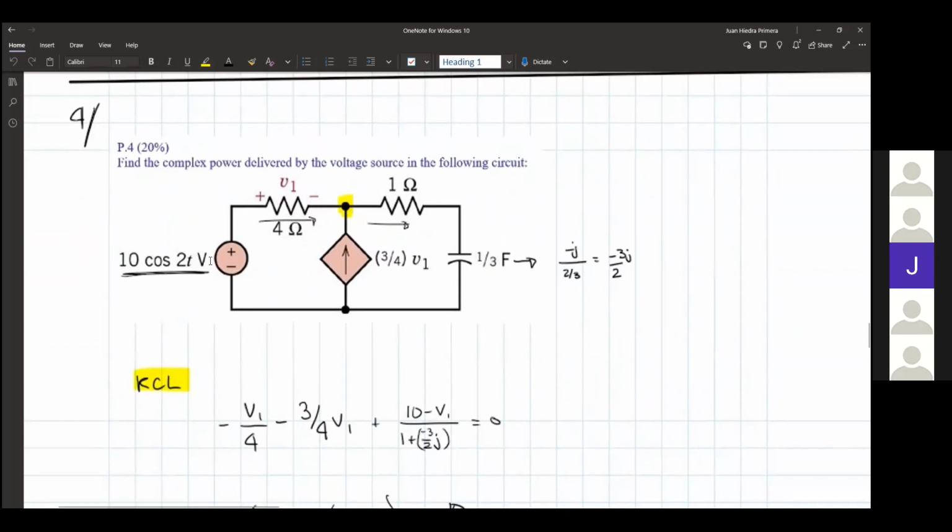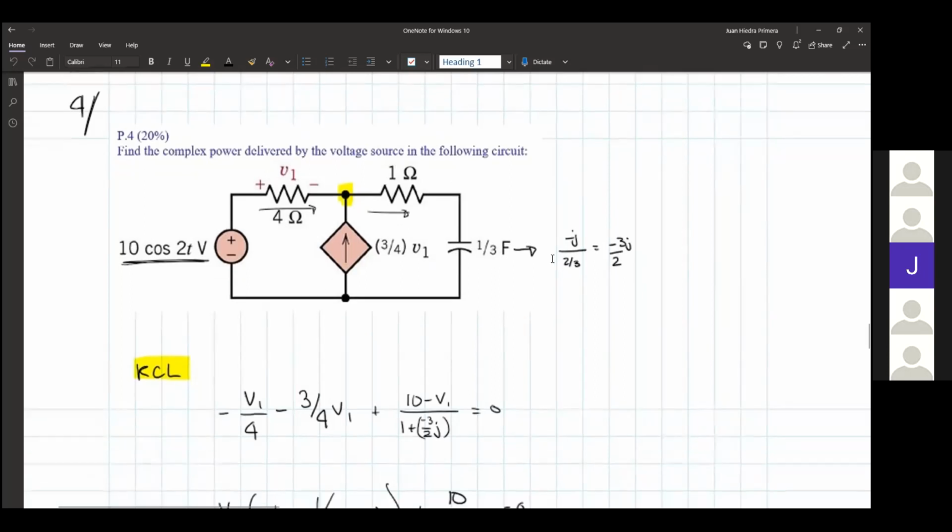So here we have a voltage source. We have a voltage controlled current source, and it is clearly an RC circuit because you have one capacitor and the rest are resistors. So first things first, we convert to impedance. 4 ohms is 4 ohms. 1 ohm is 1 ohm. A third of a farad becomes negative j over the frequency 2 times 1/3, or negative 3 over 2j, or 1.5, if you want to go with that. So negative 1.5 imaginary ohms of impedance.